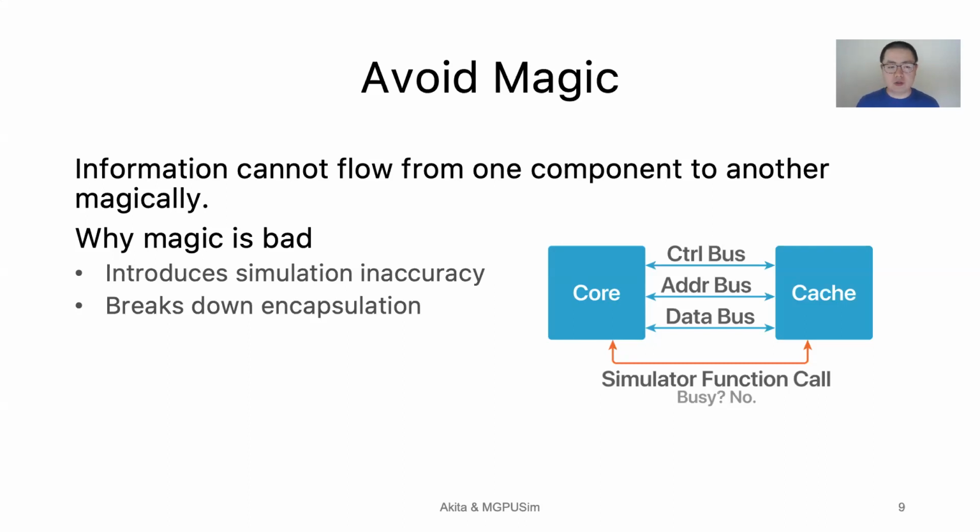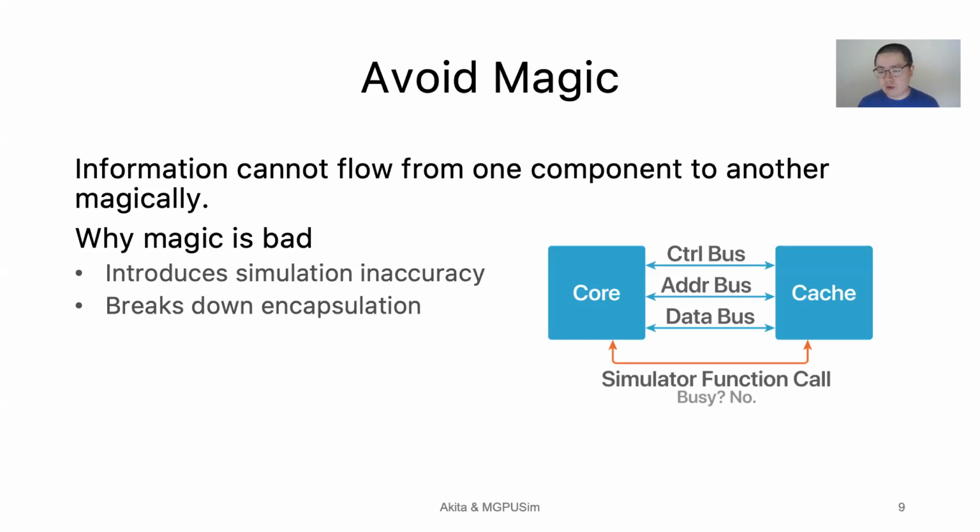Because it introduces simulation inaccuracy. If we want to transfer some data from one place to another, we need to go through this data channel, and those bytes that transfer through these connections may create congestion and may delay other messages. And also it breaks down encapsulation. If this core and this cache define an explicit protocol that transmits messages through these buses or connections, then we also rely on an isBusy function that is defined in the core and the cache.